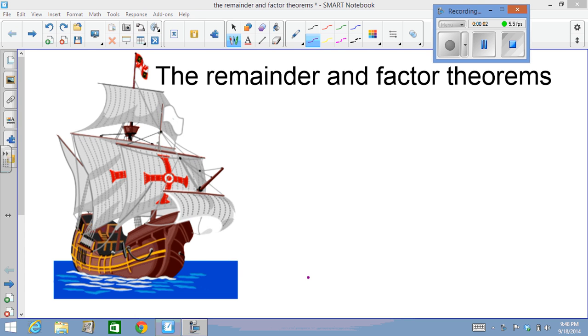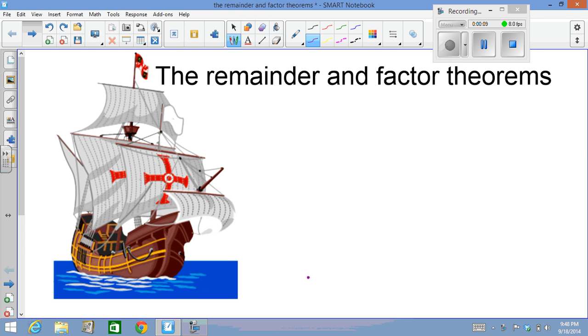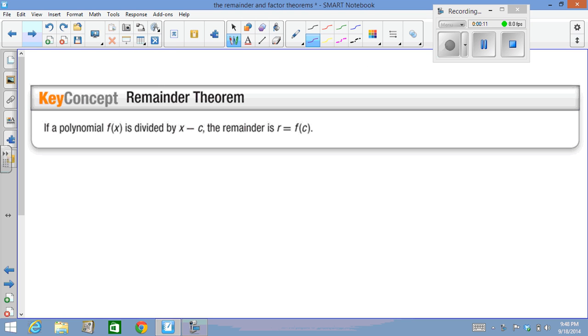Well, hello again. Today we're talking about the remainder and the factor theorems. So we're going to talk about that right now. The first thing you need to know is the remainder theorem. The remainder theorem says that if a polynomial is divided by another polynomial, the remainder is f of c.